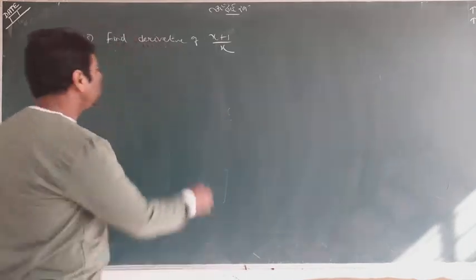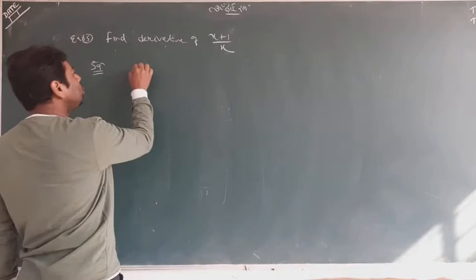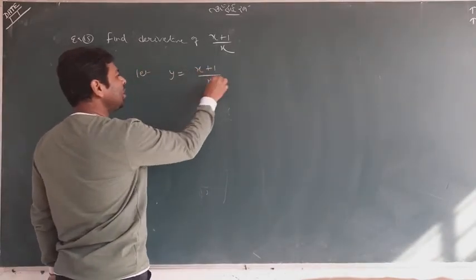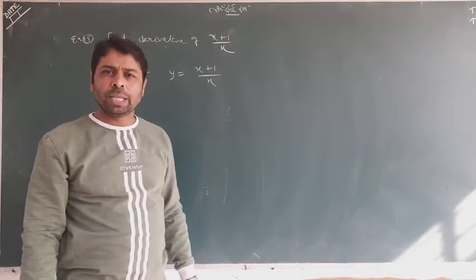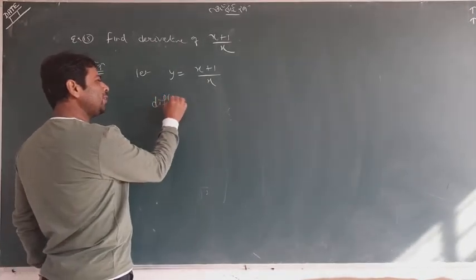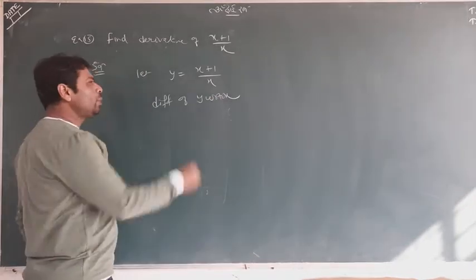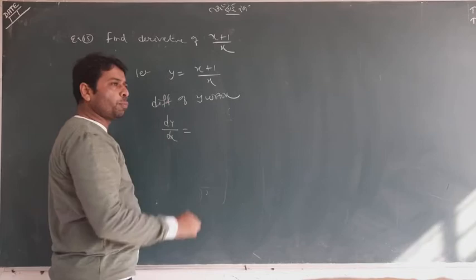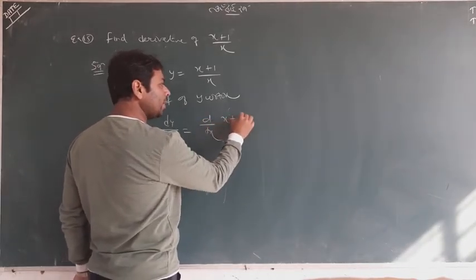So how can we do it? Look, first of all, you put let y equal to x plus 1 upon x. You always write y is equal to x plus 1 upon x. Now you want to find its derivative. So you will write the differentiation of y with respect to x, and you will write dy by dx. Along with y, you use the operator d by dx, and you use the operator d by dx along with x plus 1 upon x.